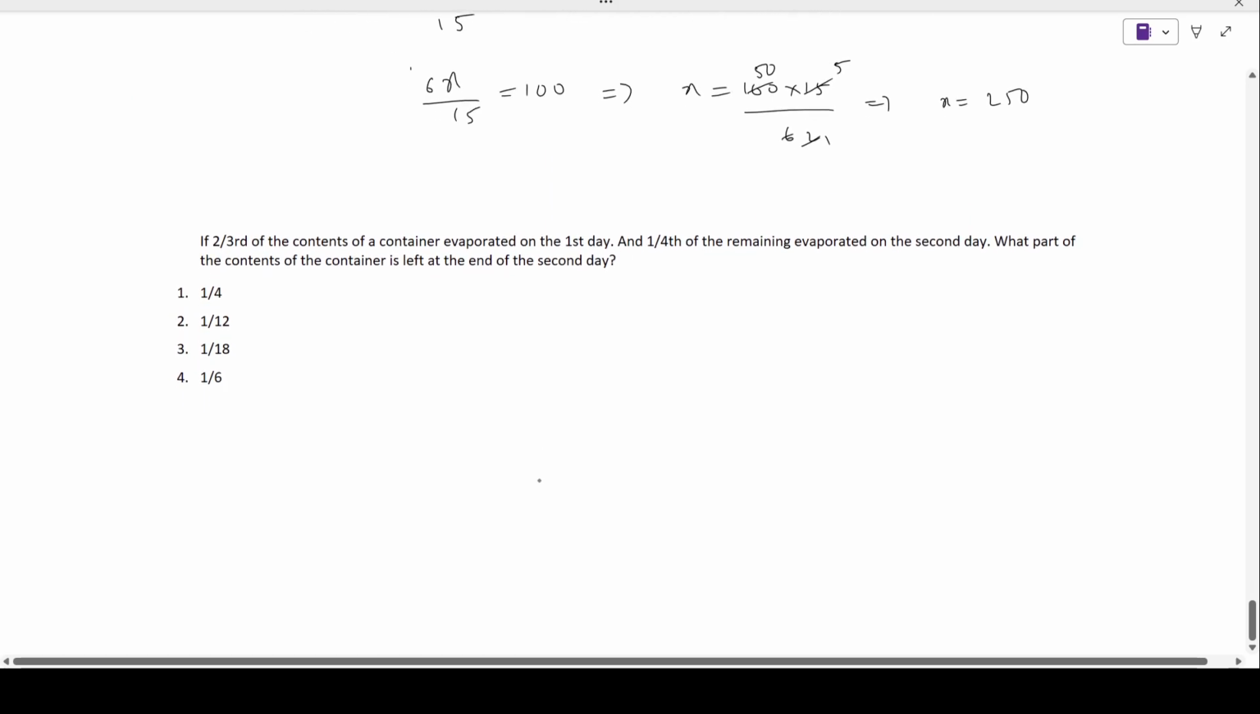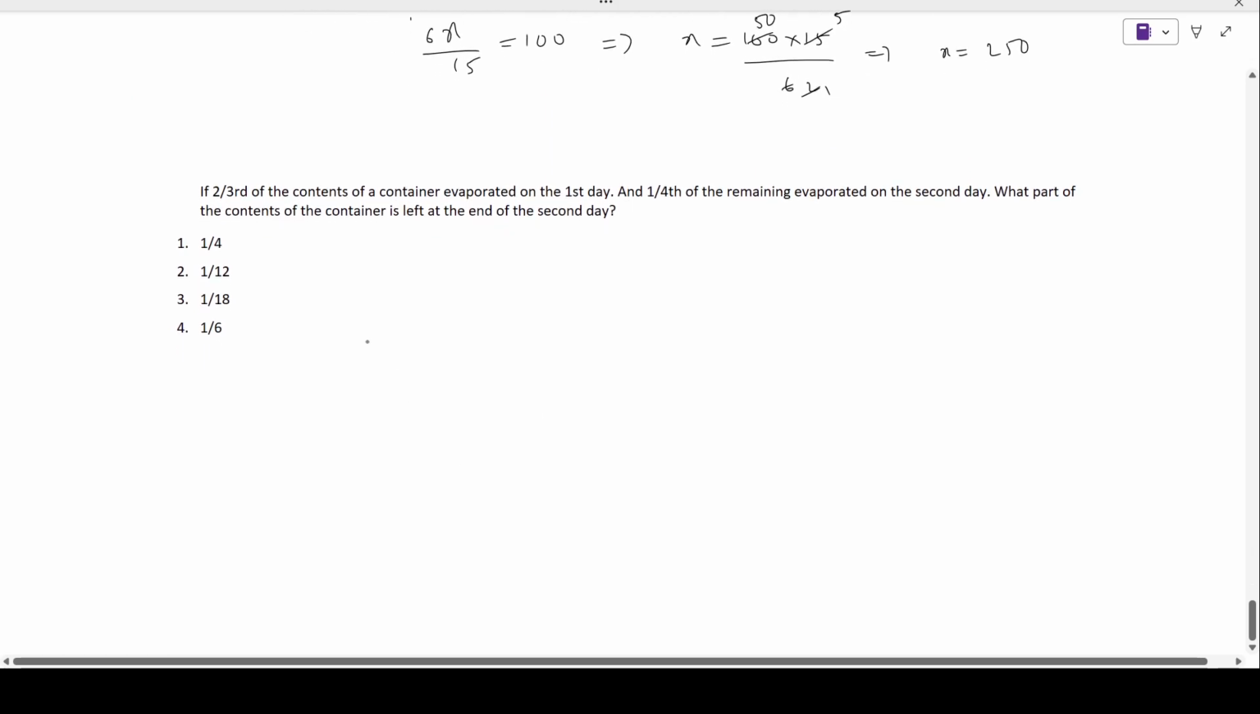Moving on to the last question for this lecture. If two-thirds of the contents of a container evaporated on the first day and one-fourth of the remaining evaporated on the second day, what part of the contents of the container is left at the end of second day?